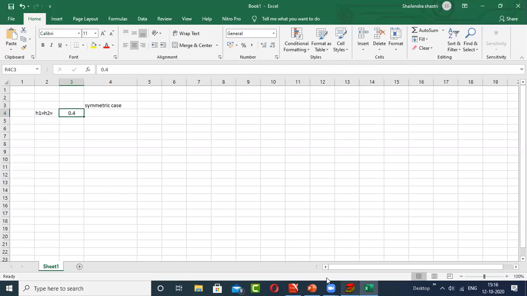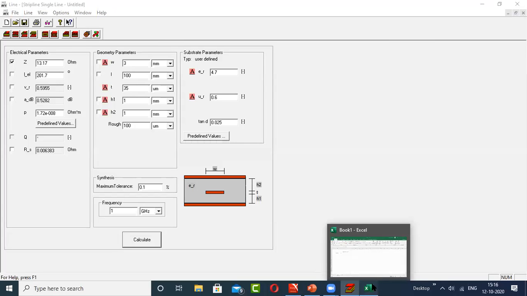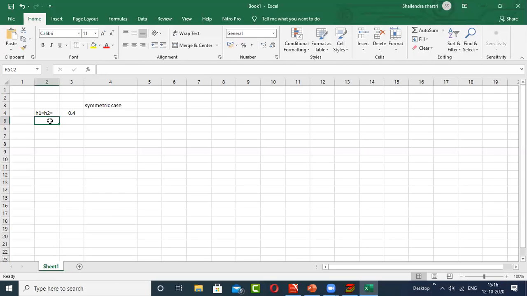After that, change in the dielectric material. So there are so many things to experiment. 0.4 I have taken. Next is the copper sheet which we are going to use, so T. 35 micrometer, that we will take. This is the standard size.